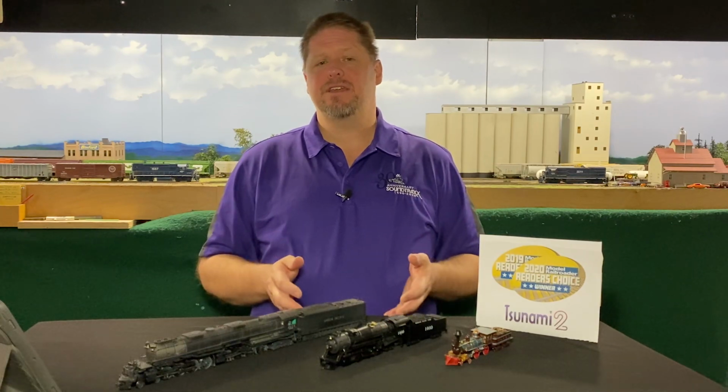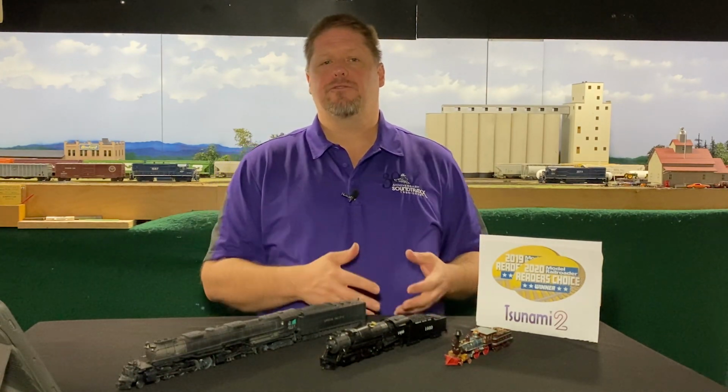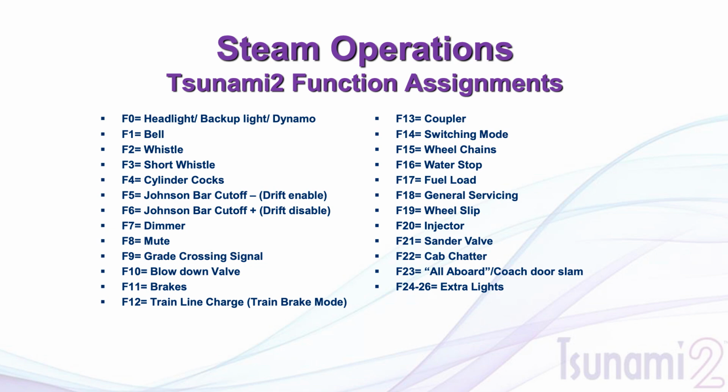Now, our function mapping defaults can vary between different manufacturers, but for the aftermarket SoundTraxx Tsunami2, you're going to see the function mapping shown here. Now, you're going to see a lot of standard stuff. Function 1 is our bell, function 2 is our whistle, function 3 is our short whistle, and the reason we have that is because this way we can get crisp, nice whistle signals independent of the long whistle, so that you get a really good experience and you can kind of play the whistle as best you can using a DCC system.